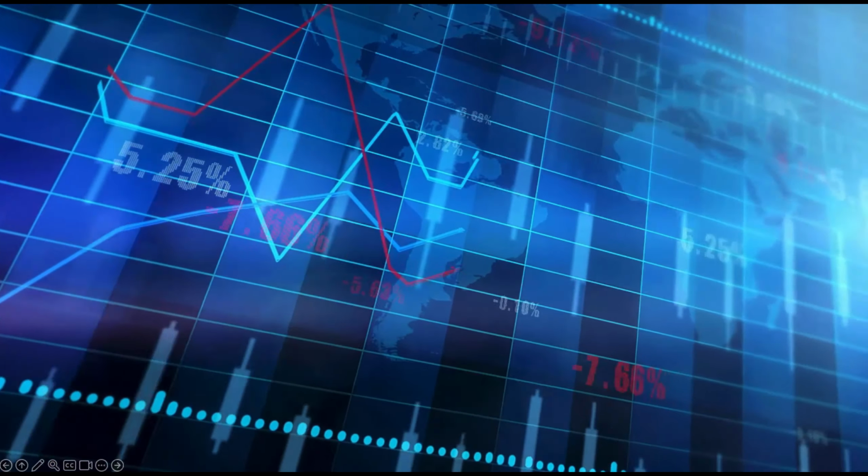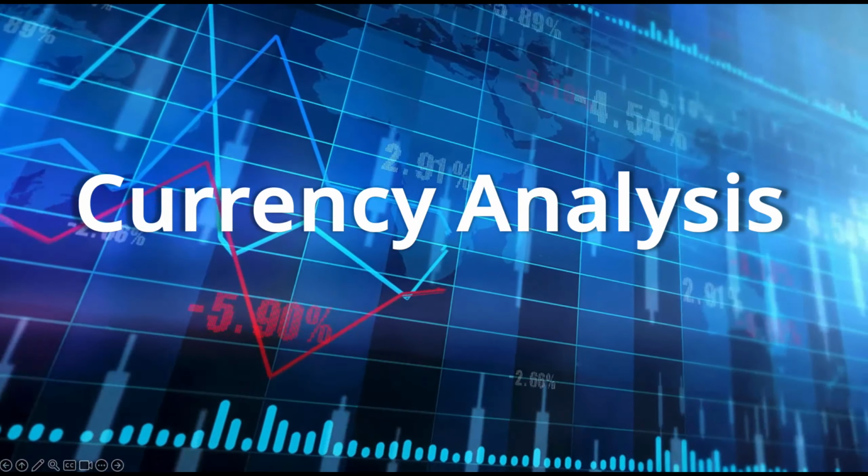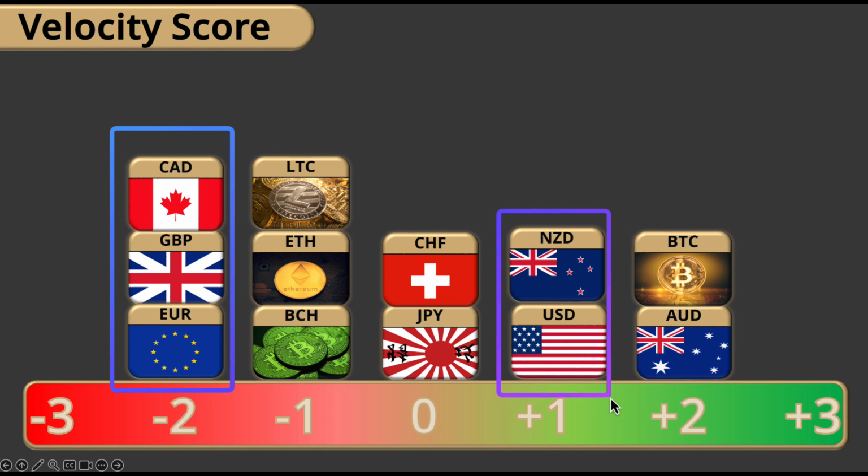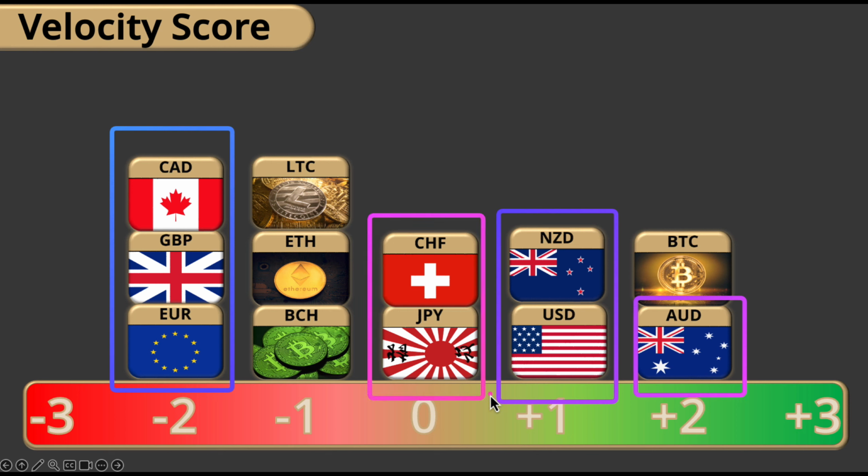So let's take a look at currency analysis, take a look at the velocity scores, and pair those currencies accordingly. Now, looking at the score system here, you can see we are pretty much spread out across the board. So the CAD, the pound, and the euro are showing relative weakness. We are seeing the Kiwi and the dollar at +1, but really the big movement is in the Aussie. We have the Swiss franc and the yen kind of in the middle here. So the question is, can we expect continuation from pound and euro to the downside? And if that's the case, should we pair it against the Aussie and the Kiwi? So let's take a look at the chart setup.